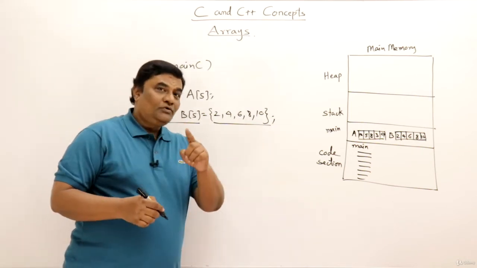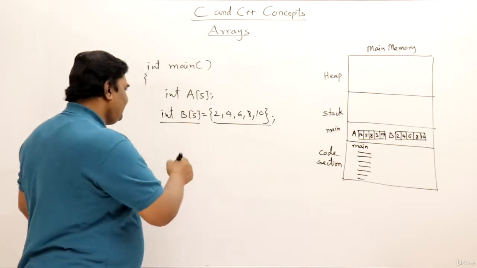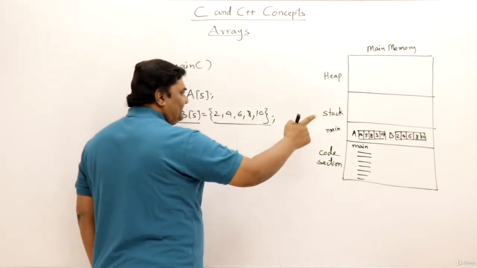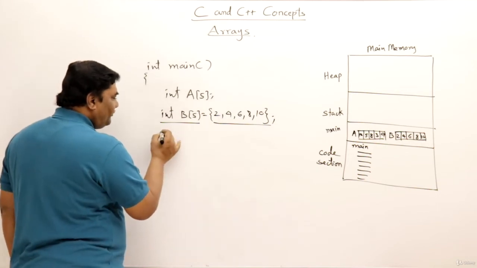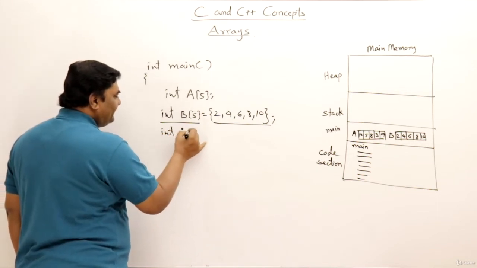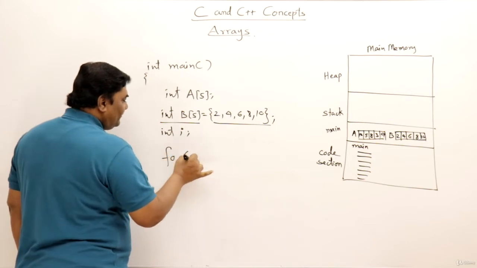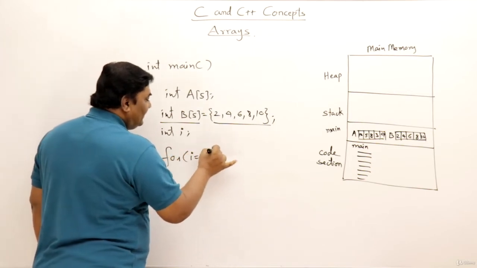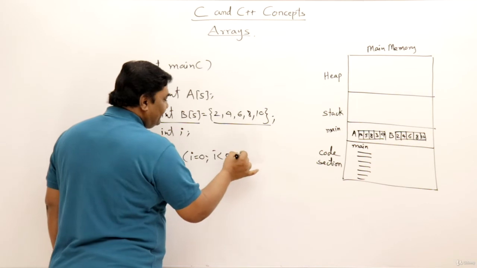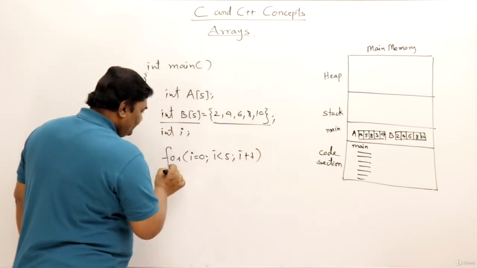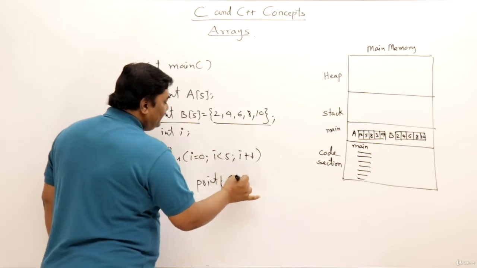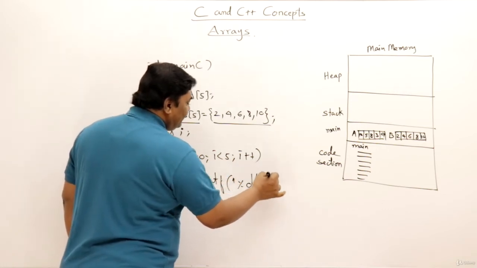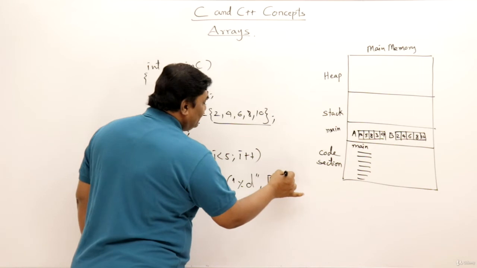Now the next thing is how to access an array. For accessing an array, we can access all the elements one by one. Suppose I want to print all of them, then I can use a for loop. For that I will take one variable i, and using a for loop, for i assigned 0, i less than 5, since 5 elements are there, i plus plus, then using printf I can print it. printf %d, b of i.